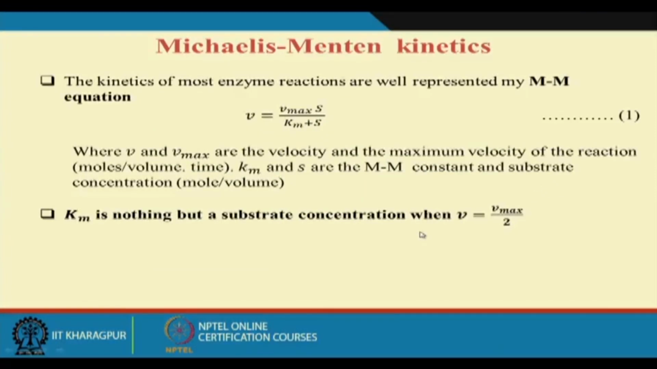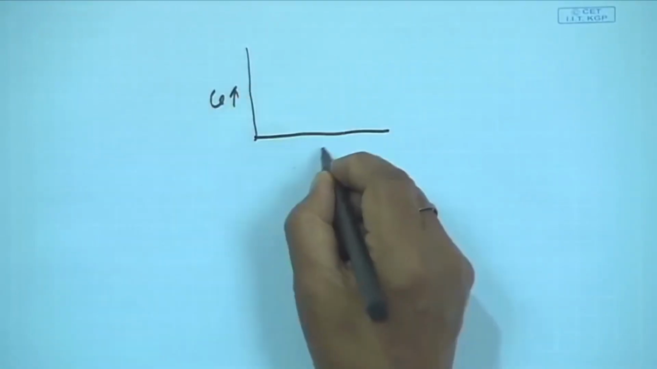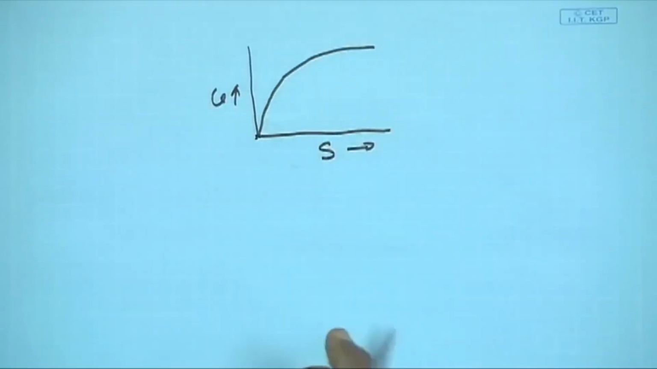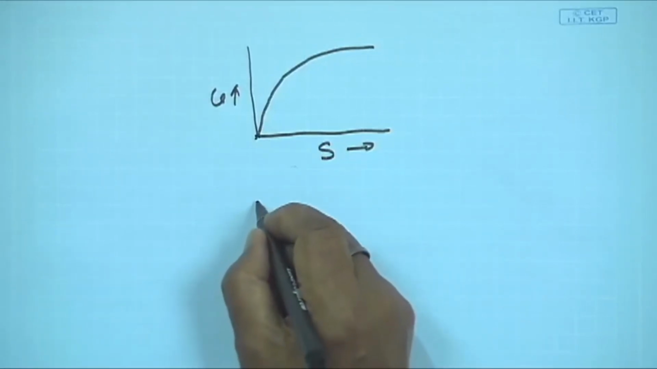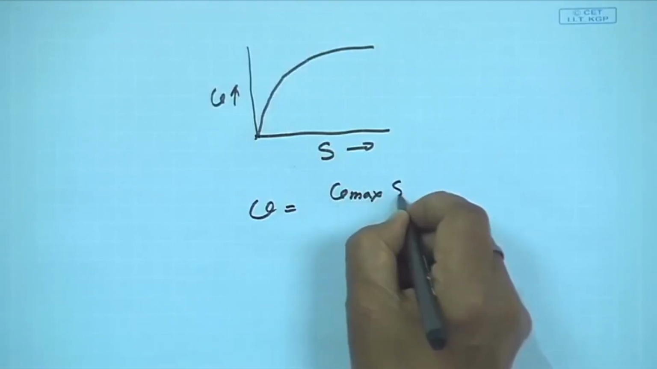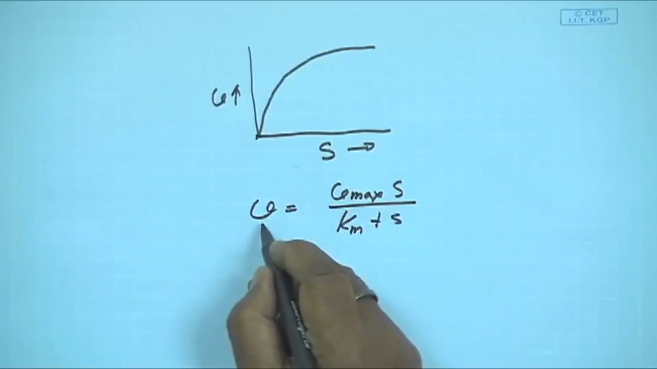Now this enzymatic reaction is usually explained by Michaelis-Menten. There is a very famous equation they proposed, on the basis of the correlation between V and S as given here. This is the correlation that we have, and what is the equation they proposed? V equals Vmax S divided by Km plus S, where V is the velocity of reaction.